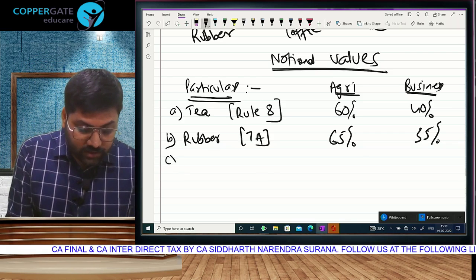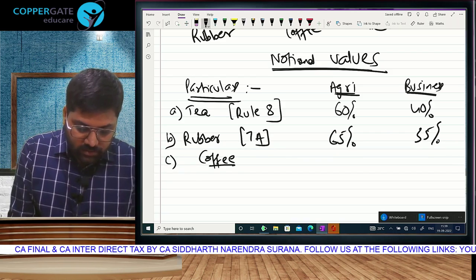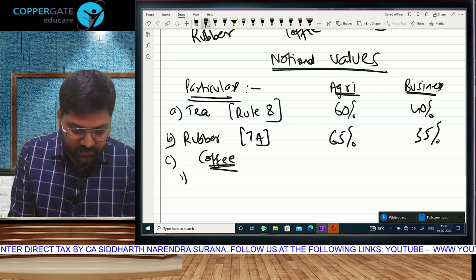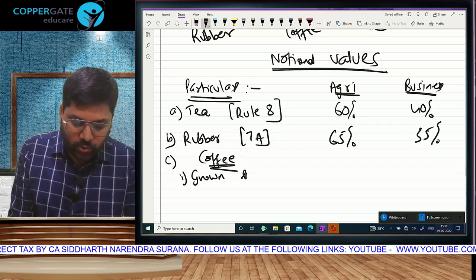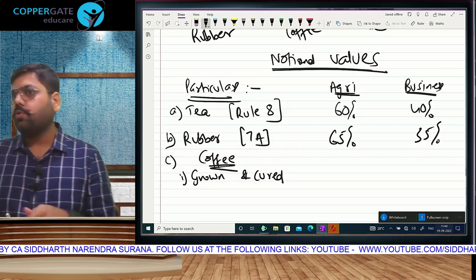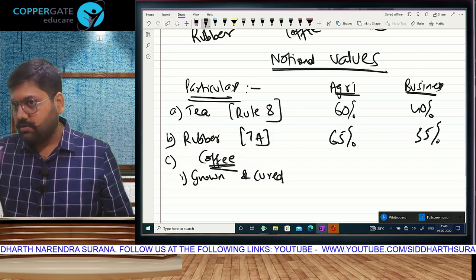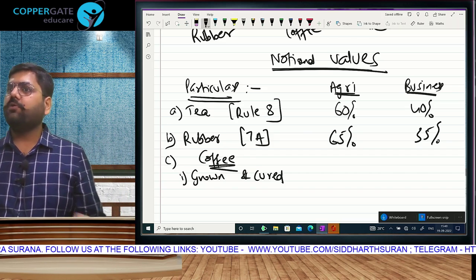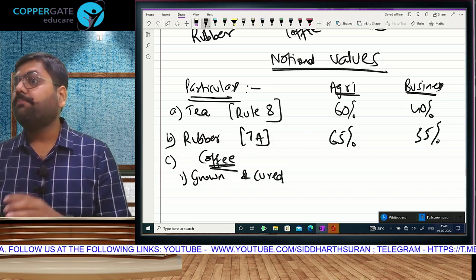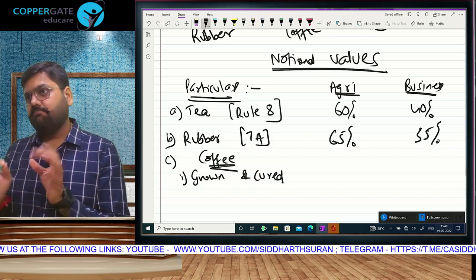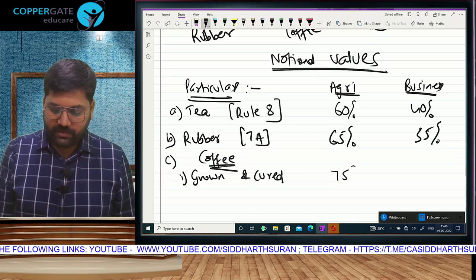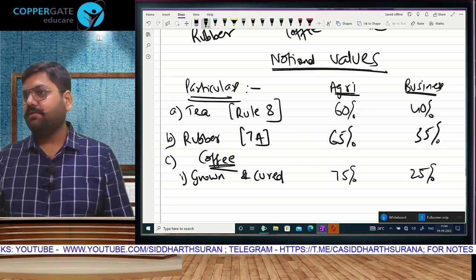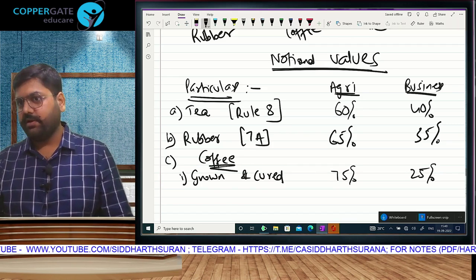For coffee, they are creating two possibilities. Possibility one, coffee is only grown and cured. Cured means it can just be sold. So the major activity is agriculture, minor activity is business. What was the major work you did? Agriculture. Only grown and cured.